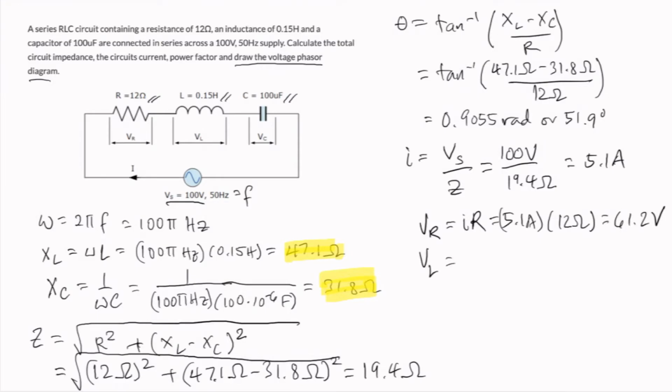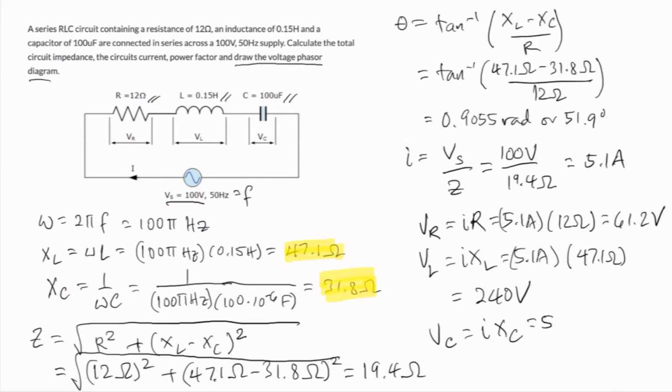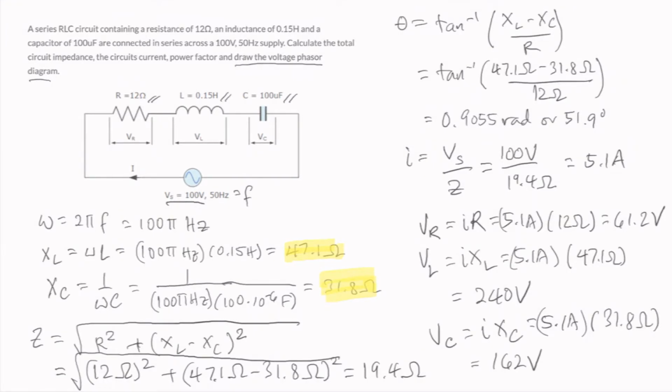The voltage across the inductor is easily solved from I times X sub L, or 5.1 amperes times 47.1 ohms, which is equal to 240 volts. And finally, the voltage across the capacitor is I times the capacitive reactance, which is equal to 5.1 amperes times 31.8 ohms, or 162 volts.